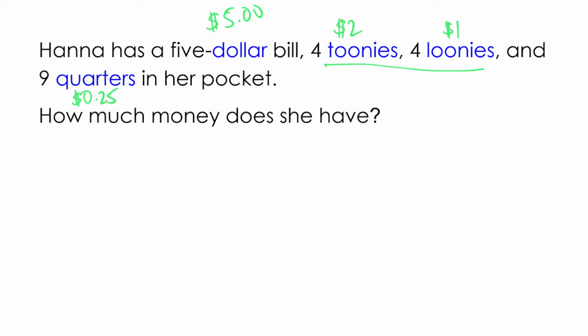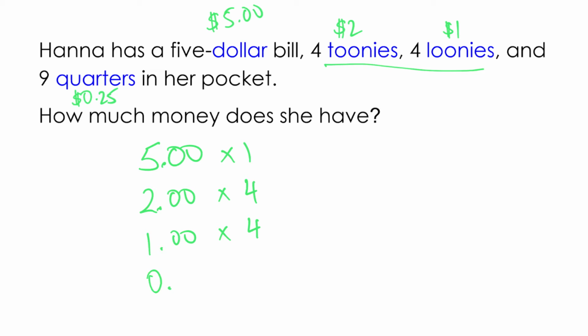So if Hannah has a $5 bill, so she's got one $5 bill, she's got 4 toonies, so that's $2 multiplied by 4. 4 loonies, that's $1 multiplied by 4, and 9 quarters multiplied by 9.